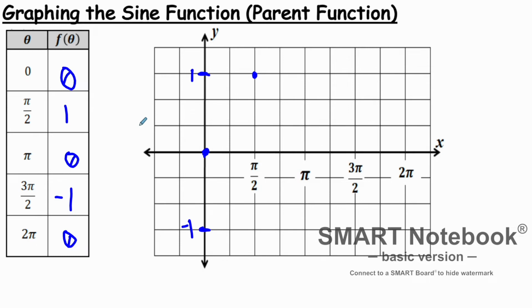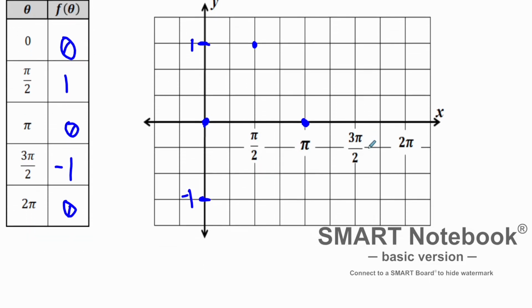Okay, so pi over 2 gave us 1. We have that. Next up is pi. Pi gives us 0. So at pi, we're right here at 0. 3 pi over 2, I'm going to slide this up here so I can get away from that watermark a little bit. 3 pi over 2 is negative 1, so we're right there at negative 1. And then remember, 2 pi has to be the same as 0, so that's back at 0. So we had the point 0, 0, and the point 2 pi, 0. We're back where we started from.